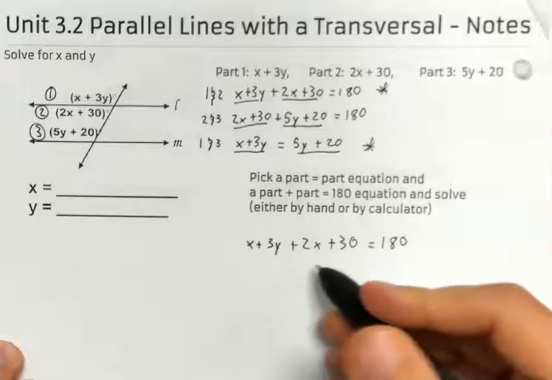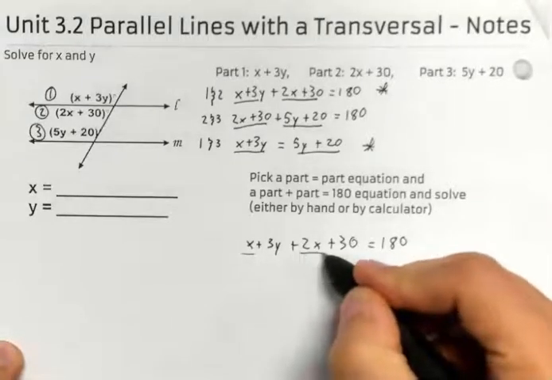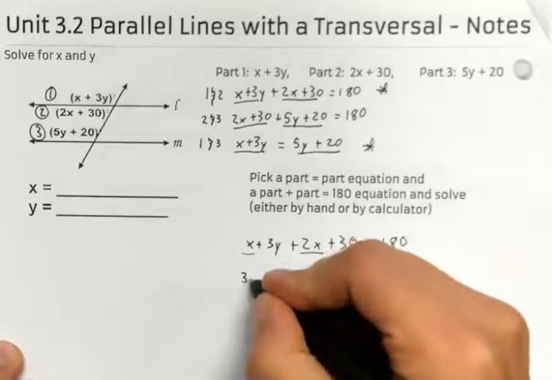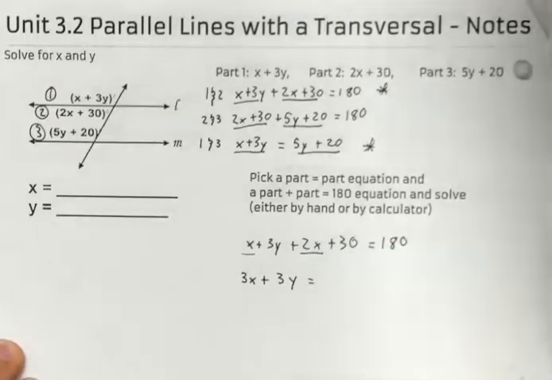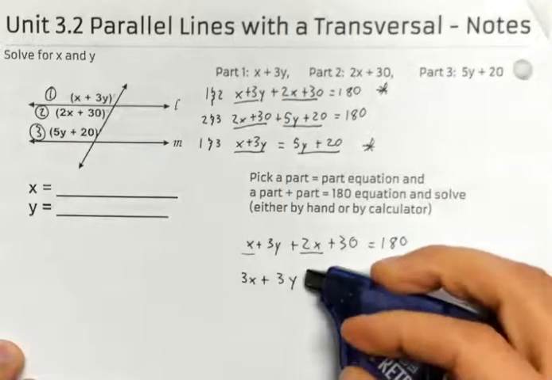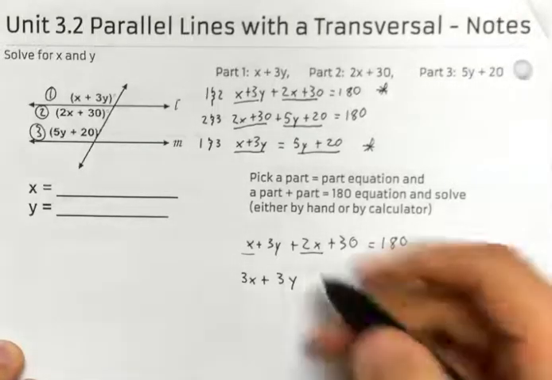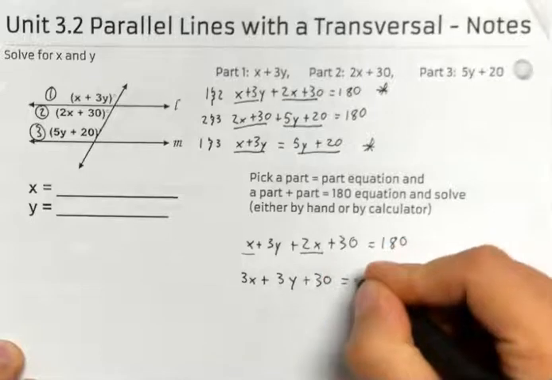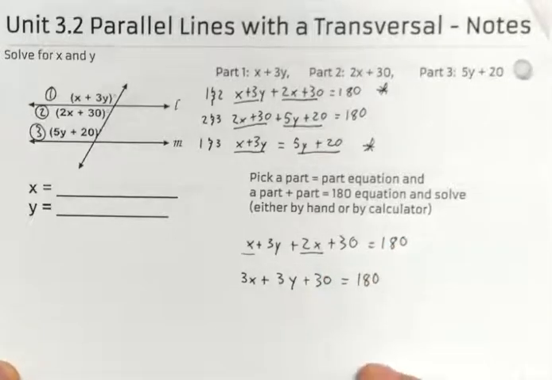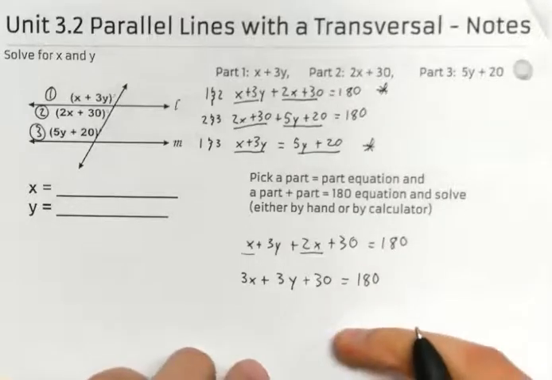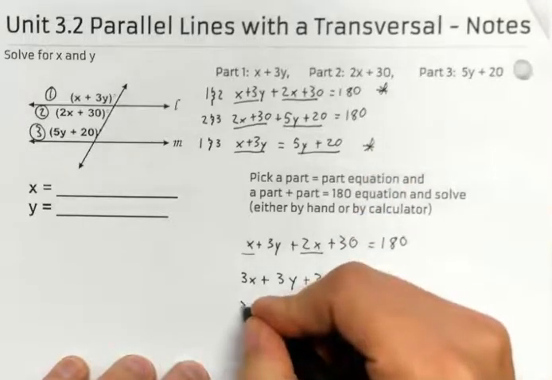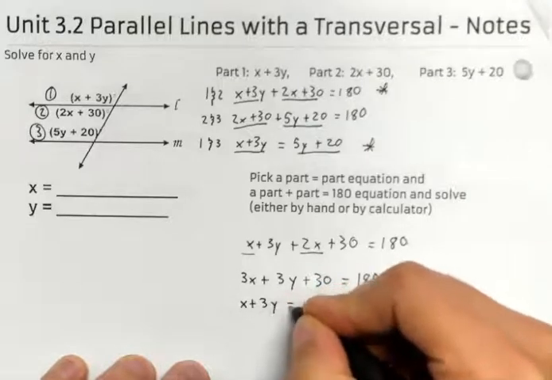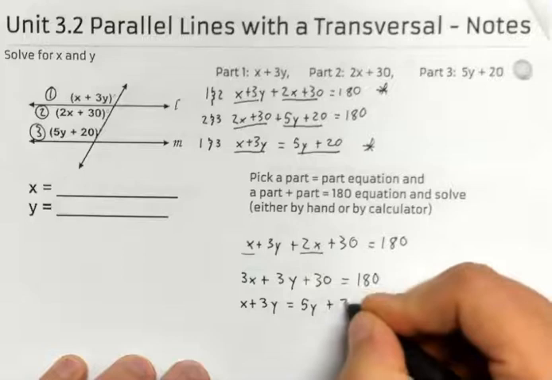I'm going to simplify it, so I'm going to combine my like terms. I've got my x and 2x, so I can combine those. I get 3x plus 3y plus 30. I forgot about that. Okay. So plus 30 is equal to 180. And then the next thing I'm going to do is write down my other equation. The other equation we said we were going to pick is this one: x plus 3y equals 5y plus 20.